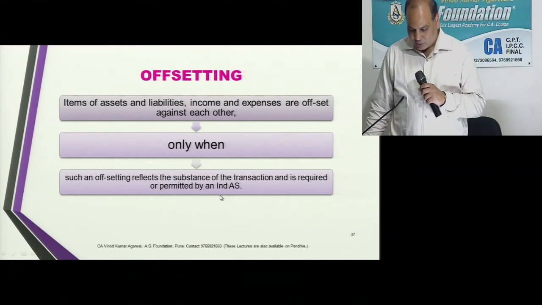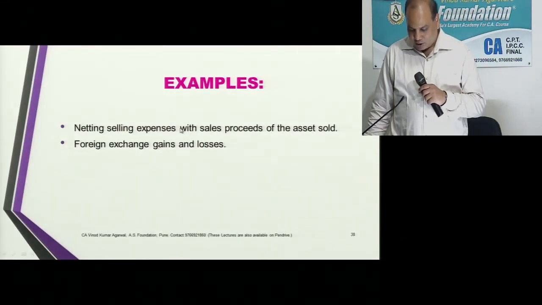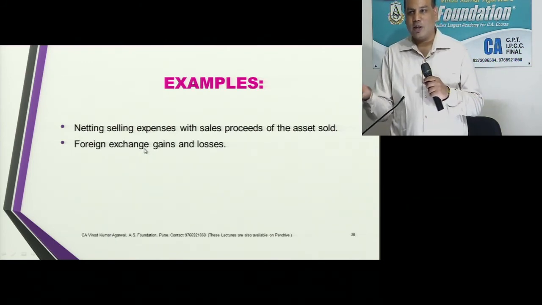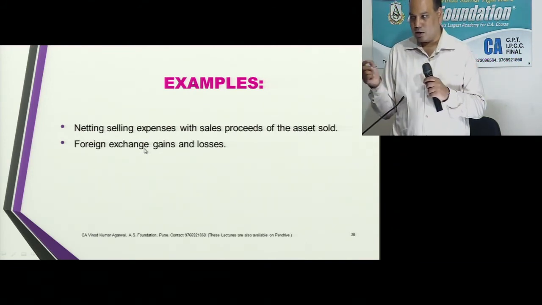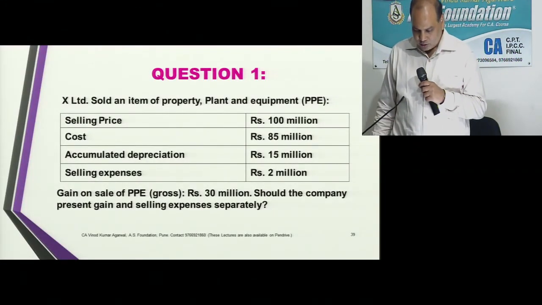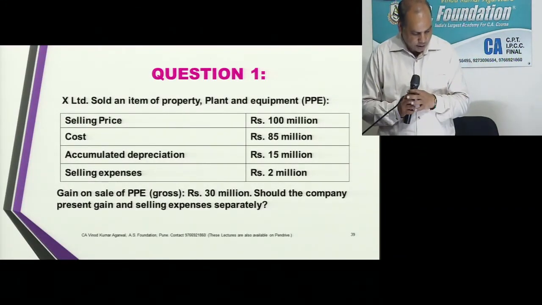Some examples are printed there if you see. Netting selling expense with the sale proceeds of fixed assets sold. So it can be netted off. Foreign exchange gain on some item, foreign exchange loss on some item. You can just find out the net gain or net loss and write one item in the P&L account, net foreign exchange gain or loss. You can net off. See, one question also I have written there, solve.